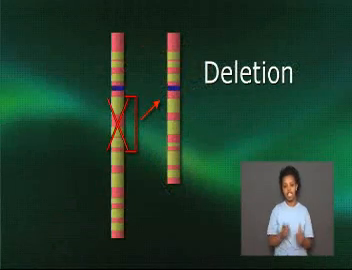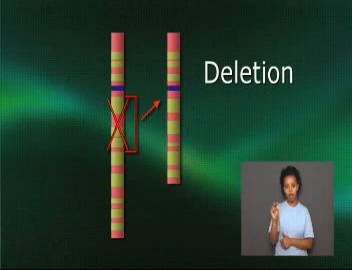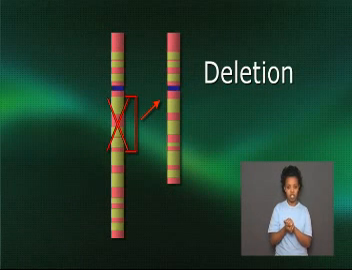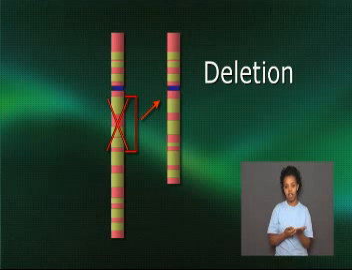The first chromosomal mutation we are going to discuss is deletion. This mutation causes a decrease in the number of genes due to the deletion of a large section of a chromosome. The chromosome breaks, and part of its genetic material is lost.